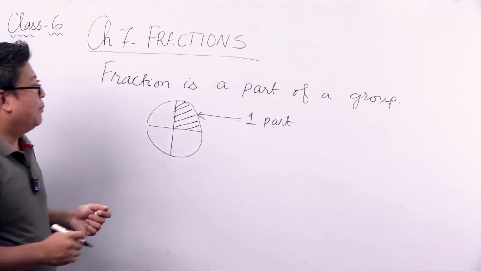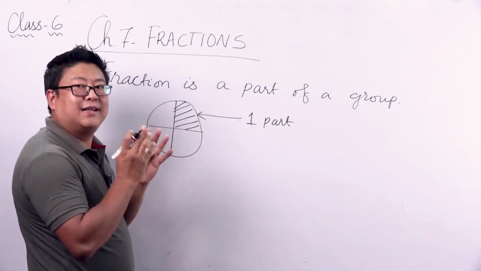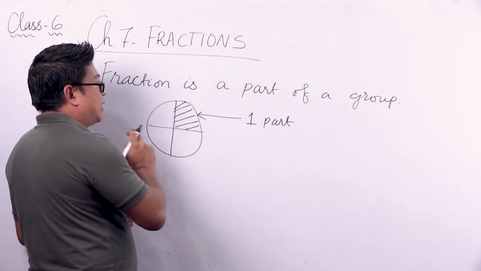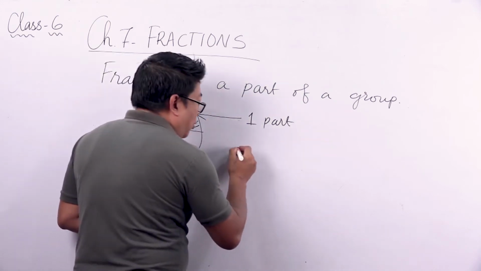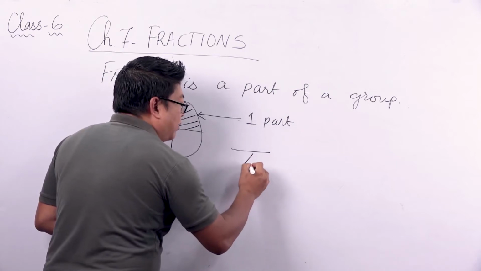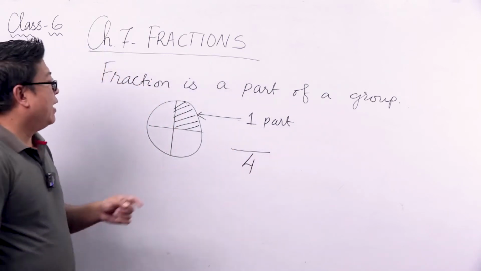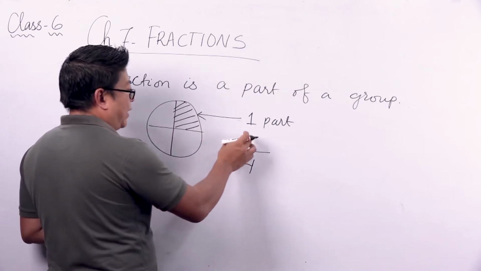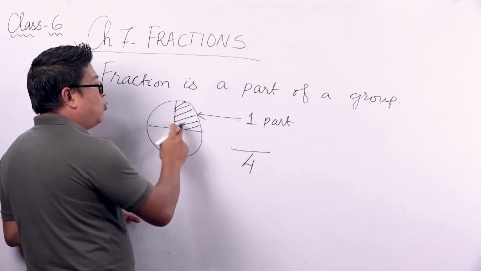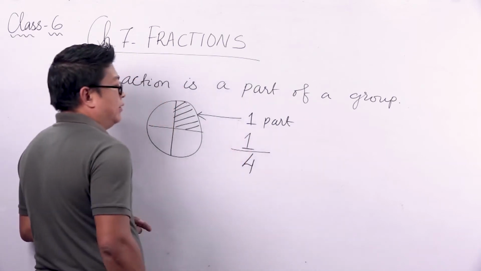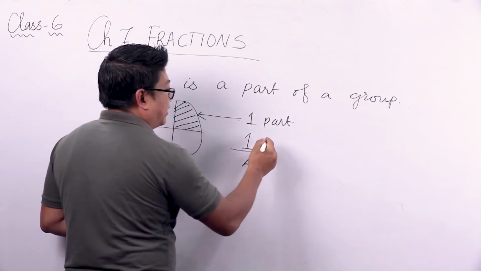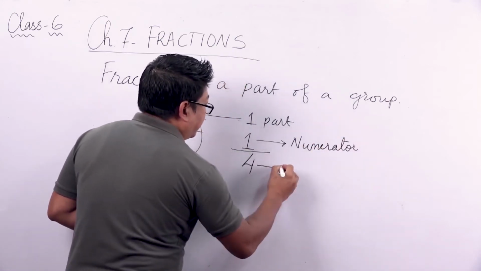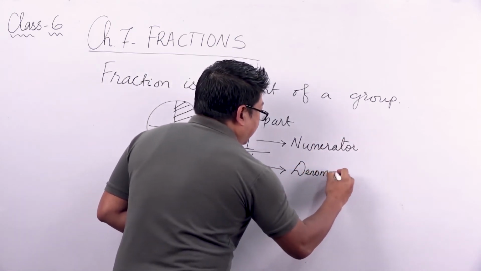Total is 4 parts. But if you want to represent this as a fraction, what you will do is you will count the total number of parts first. 1, 2, 3, 4. So you will draw a line here. The total number of parts will come below the line. And whatever portion you have selected or considered, you will write on top. So here you have selected only one portion, so I will write 1. Only one part, right? So numerator, denominator. I'm sure we have all learned about this. This is called your numerator and this is called your denominator.